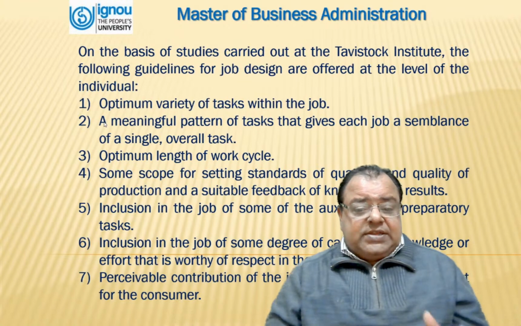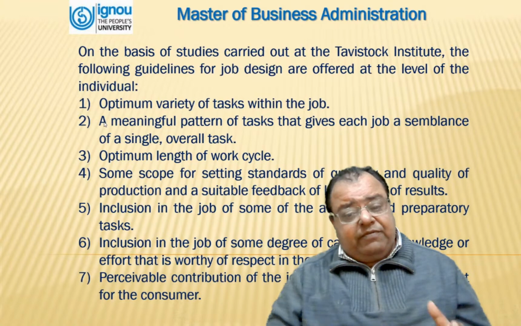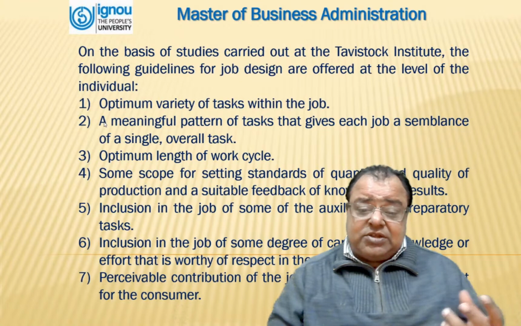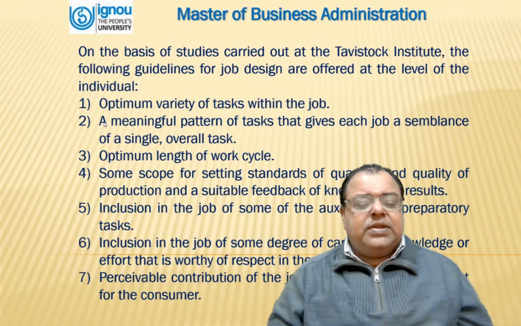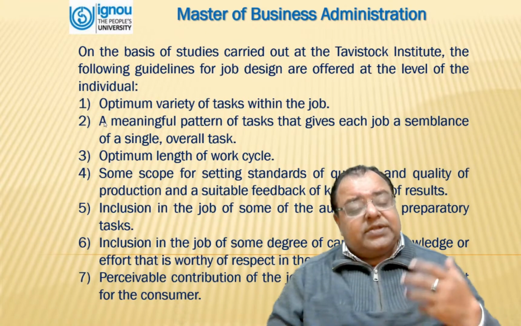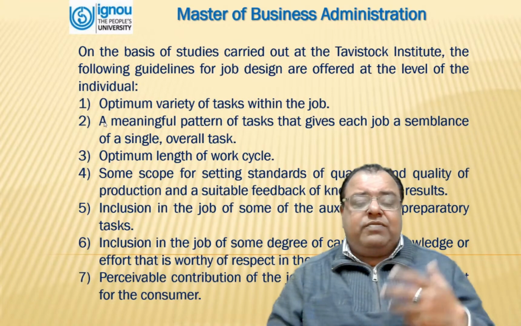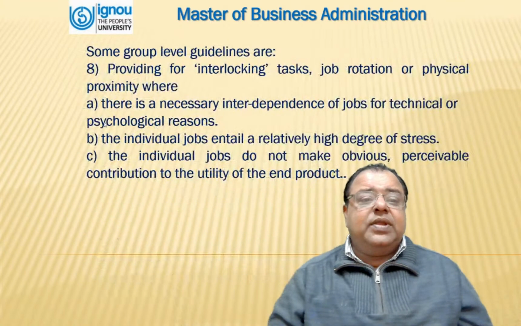Some scope for setting standards of quantity and quality of production and a suitable feedback of knowledge of results. Fifth one is inclusion in the job of some of the auxiliary and preparatory tasks. Sixth, inclusion in the job of some degree of care, skill, knowledge, or efforts that is worthy of respect of the community. The seventh one is perceivable contribution of the job to the utility of product for the consumer.